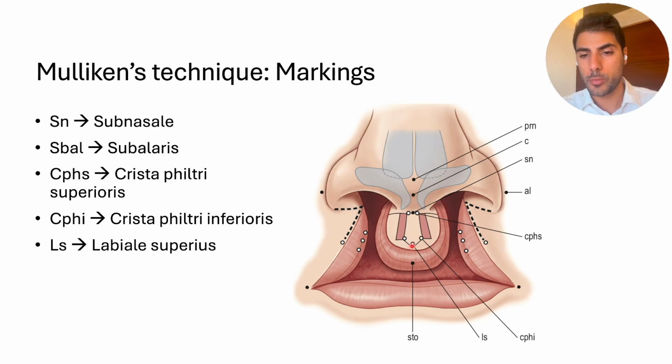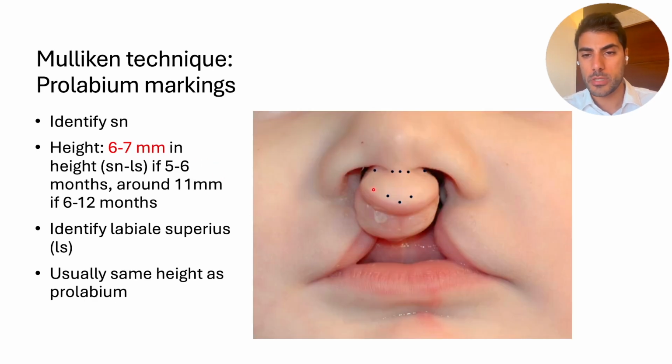The lowest point at the cupid's bow, which is the labiale superius. So first, the markings. The subnasal point, we identify it, and then in order to know the height of our prolabium, on average, if the baby is around 5 to 6 months of age, we measure 6 to 7 millimeters in length. This would be the height of the required prolabium.